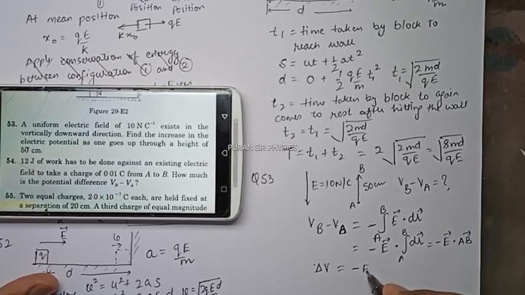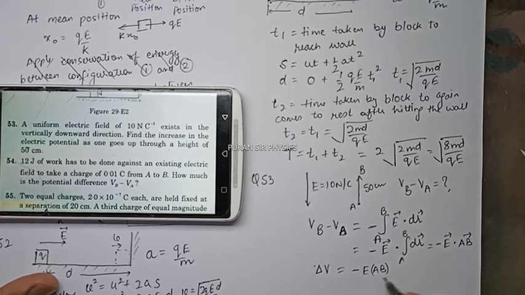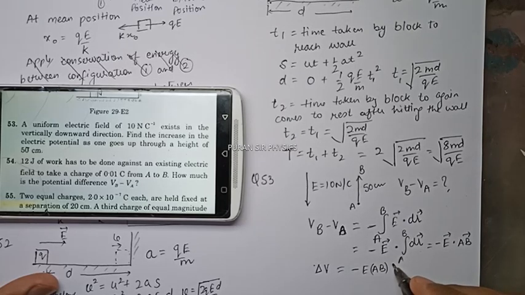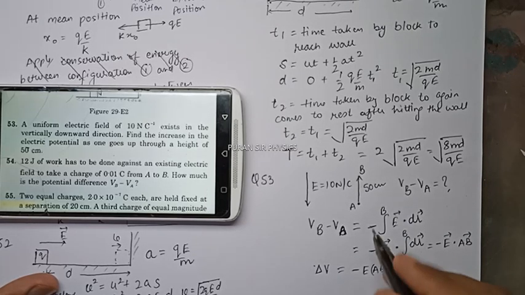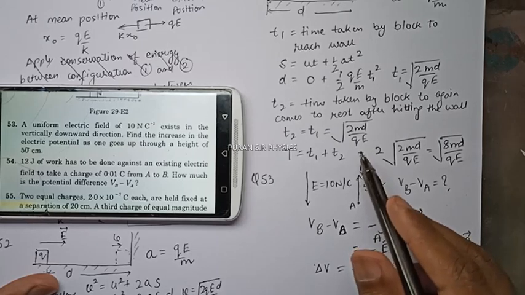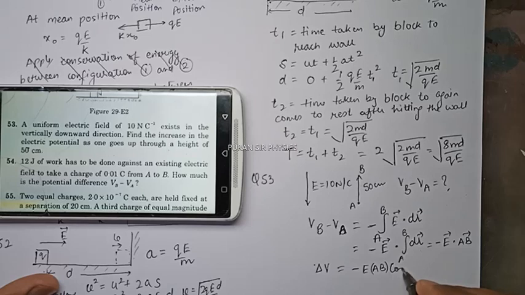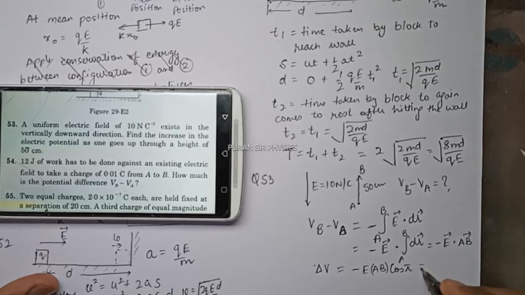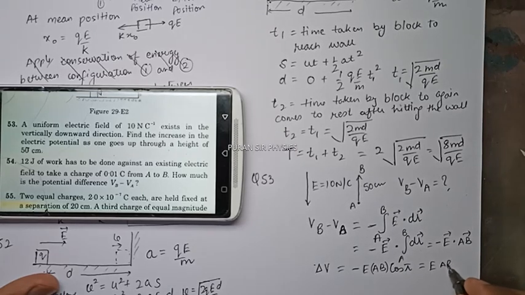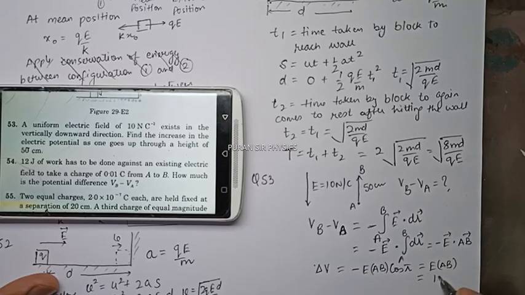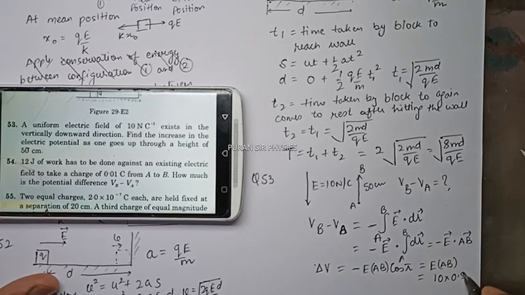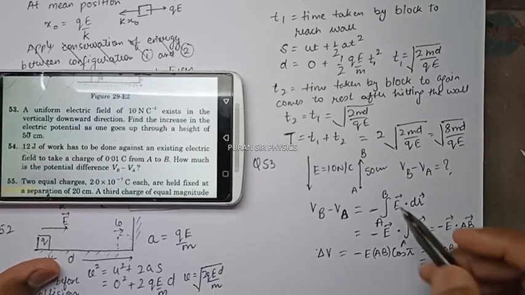So it will be E AB into cos 180 degree, because the displacement is in the upward direction and the electric field is in the downward direction. So here cos pi comes. So it comes out to be E into AB. So E is 10, AB is 0.5 meter. So it comes out to be 5 volt. So this is the potential difference between A and B.